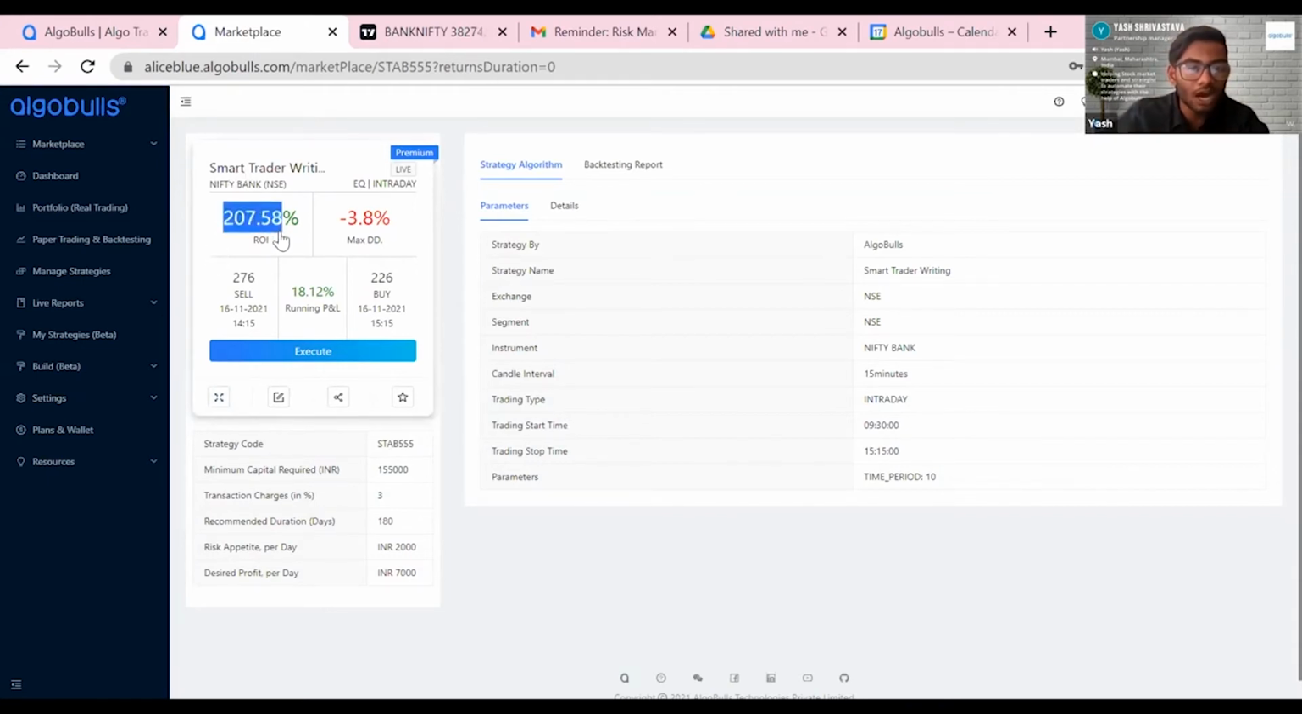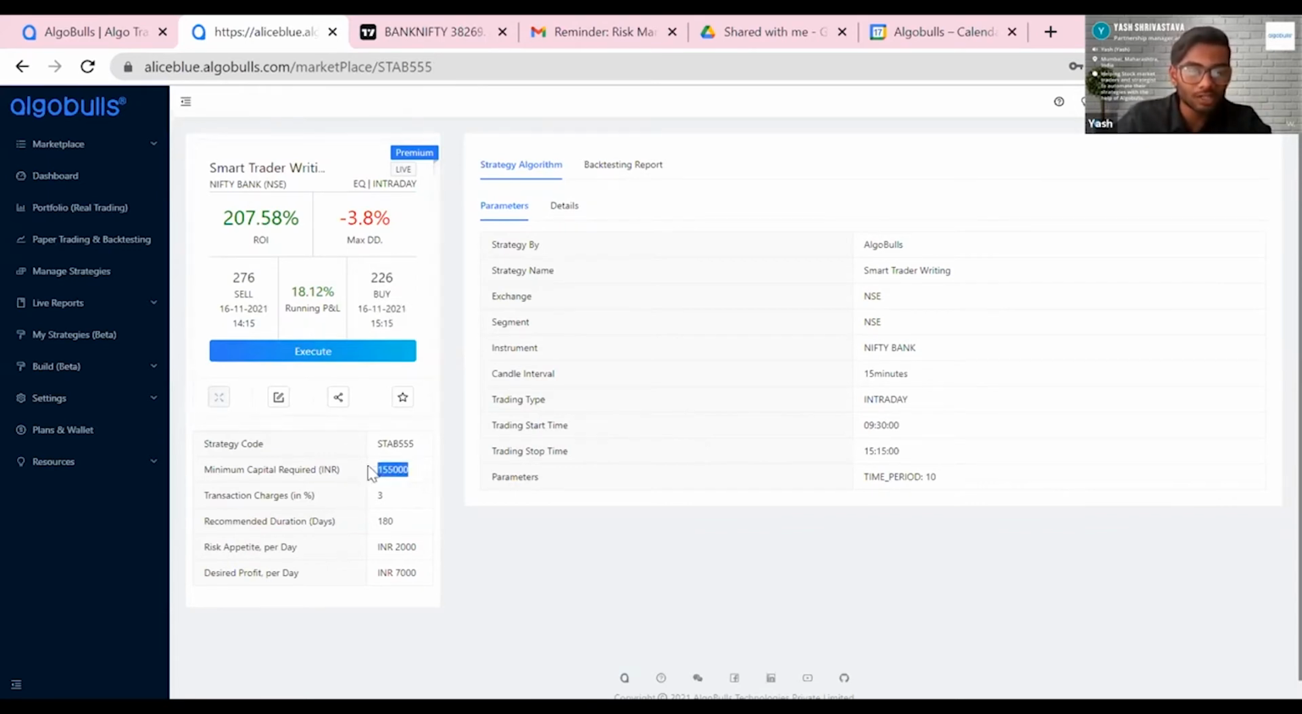You're going to find what ROI was generated by the strategy over the period of 1 or 2 years of our backtesting, and what maximum drawdown the strategy has faced over that period. You can see when the last sell call was generated and when the last buy call was generated. Since this is a writing strategy, you could see there is a sell order placed, and what the running PNL of the strategy was yesterday.